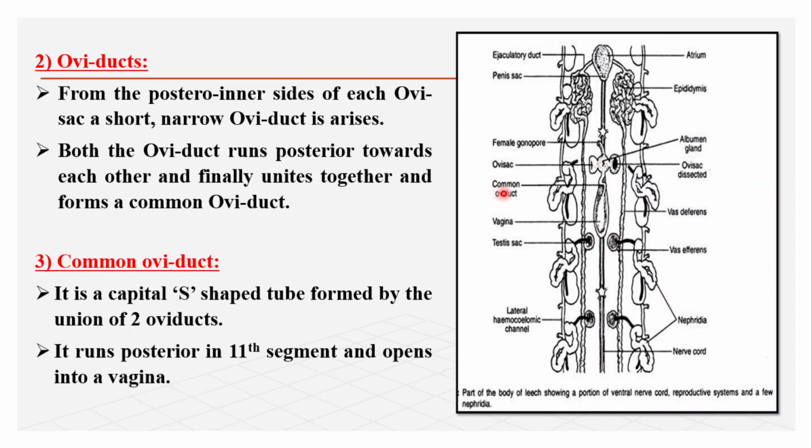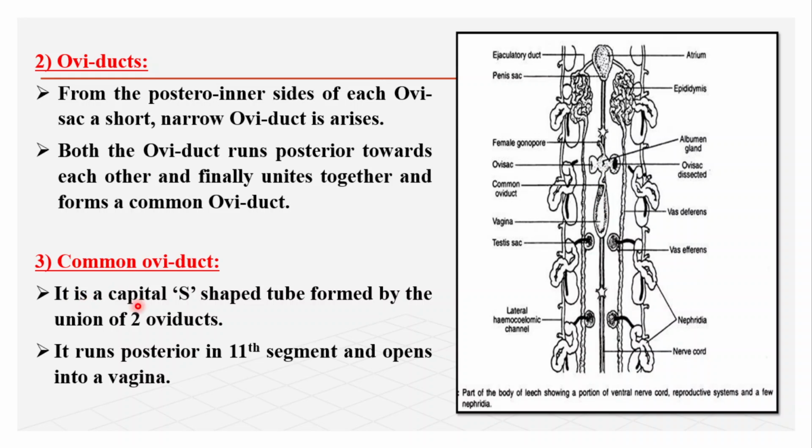So, common oviduct. These are ovisacs. These are common oviduct. Okay. So both the oviducts run posteriorly towards each other and finally unite together and form the common oviduct. This is the common oviduct. These both oviducts unite to form a common tubular structure, which is called as the common oviduct.